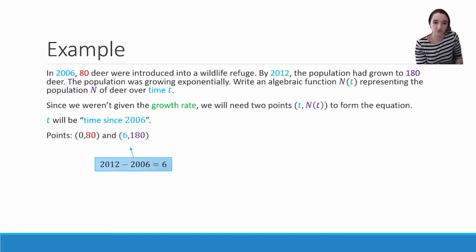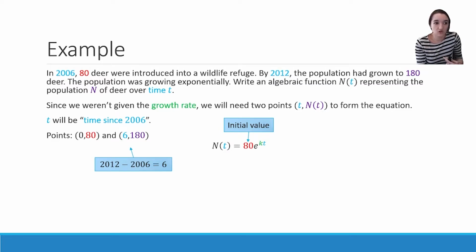Alright, so how can we use these? Well, first, since we have made time since 2006, that means this is our initial value. That means this is our a subscript 0. So in other words, we just get this. We have n of t equals 80 e to the kt. Our only unknown here is that we don't know what k is.